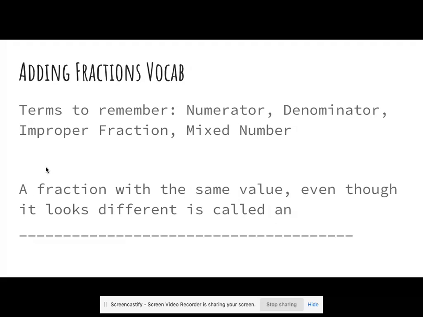And then one that's important to remember, that I wanted to make sure we racked our brain a little bit on, is that a fraction with the same value, even though it looks different, is called an equivalent fraction. Okay, so remember, we can make equivalent fractions, and that's going to be really important for when we are adding and subtracting.